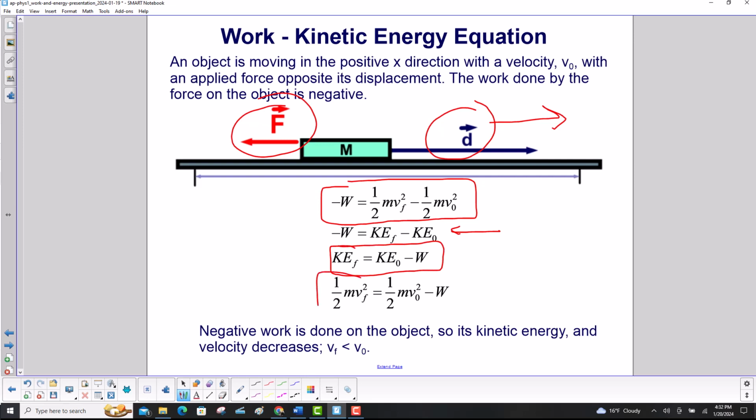And then we'll go back here, and what we're showing is that since negative work is done on the object, its kinetic energy and the velocity decrease. So Vf is less than V0, which once again, if we go back to the car example, when the brakes are applied, the car slows down.